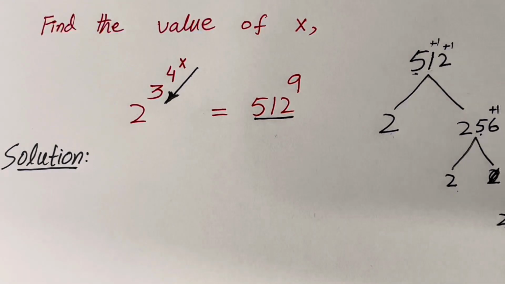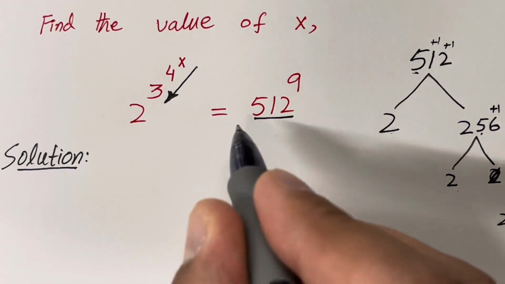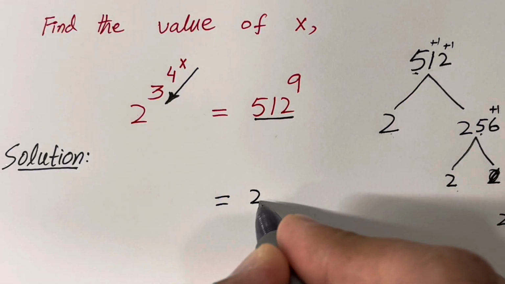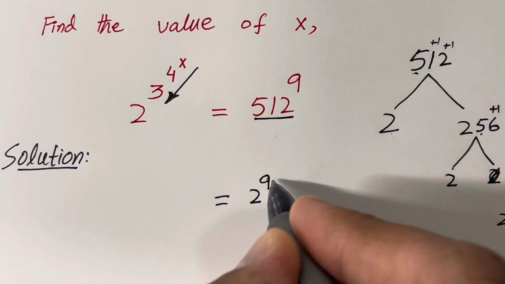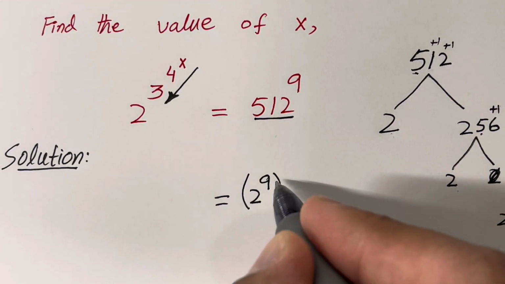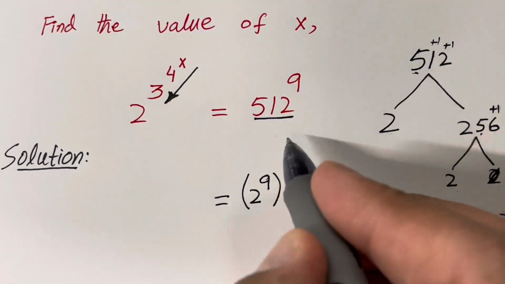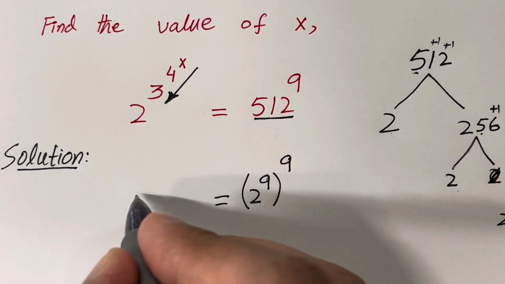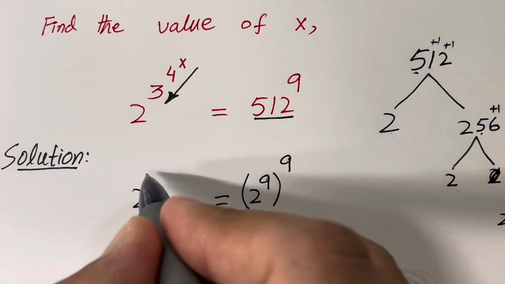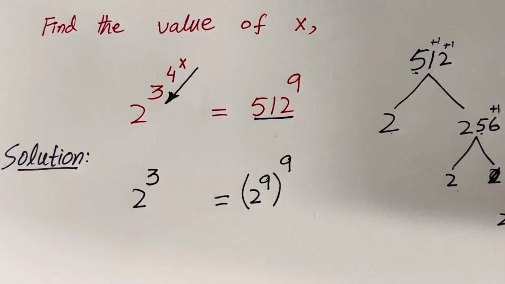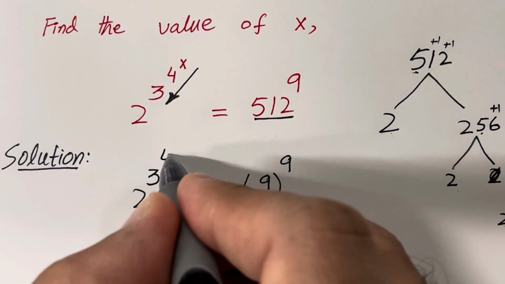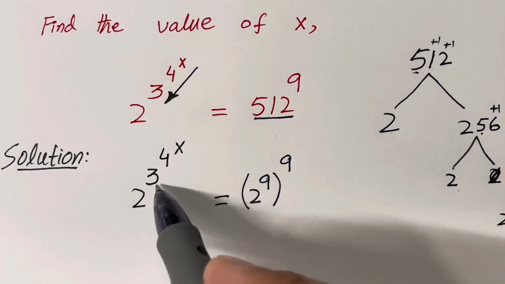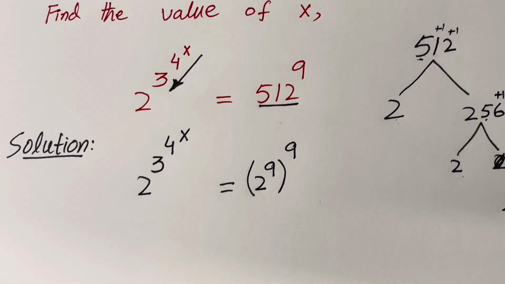So it means that on the right hand side, 512 can be written as 2 raised to the power 9, and then we have a power 9 again. On the left hand side we will keep this as it is. So we have 2, then power tower 3, then a power 4, and then another power of x. So this is the power tower of 2.